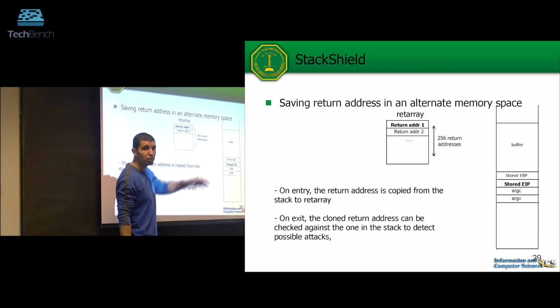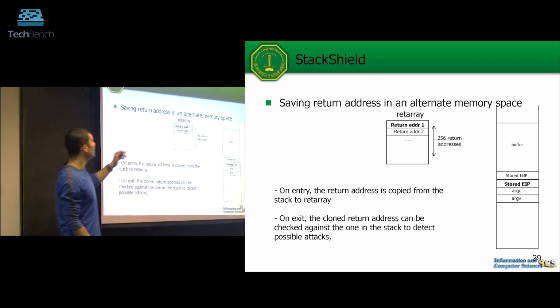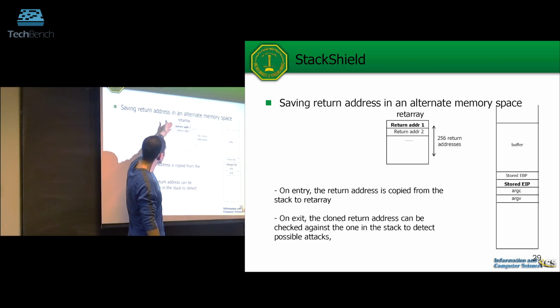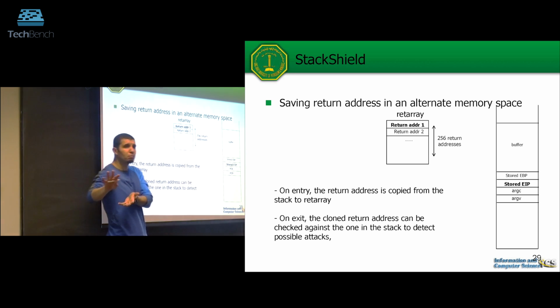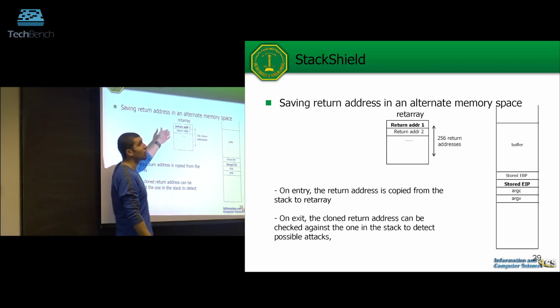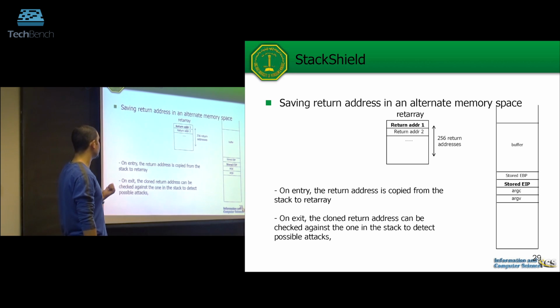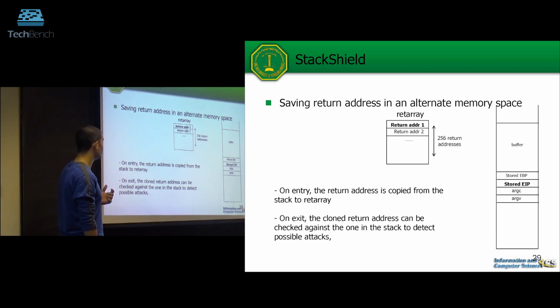So basically, if this is normal code in the main function, I will set this address. Where it is stored, I can't tell you exactly, but it is stored somewhere, some array which will hold the correct return addresses. And so on entry, the return address is copied from the stack to a return array. On exit, the cloned return address can be checked against the one in the stack to detect possible attacks.